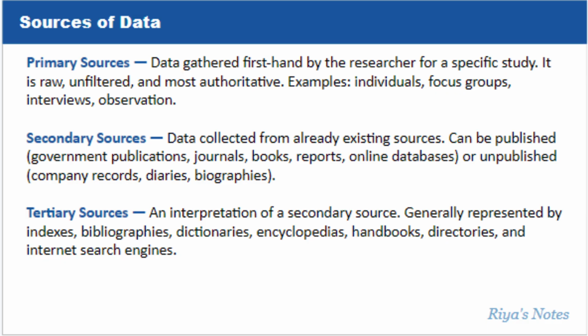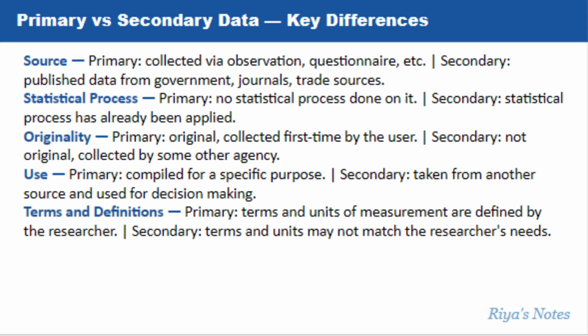Tertiary sources, an interpretation of a secondary source. Generally represented by indexes, bibliographies, dictionaries, encyclopedias, handbooks, directories, and internet search engines. Primary versus secondary data, key differences. Source, primary, collected via observation, questionnaire, etc. Secondary, published data from government, journals, trade sources.